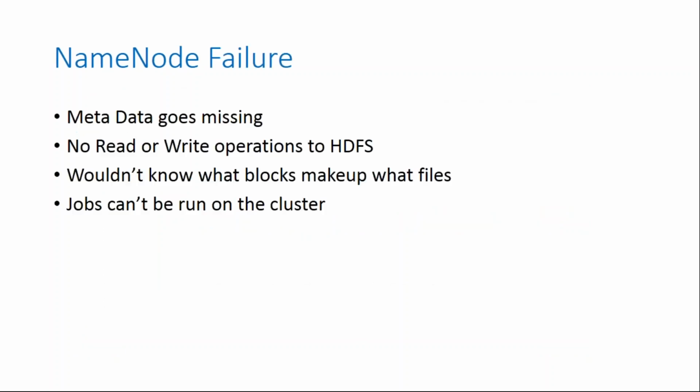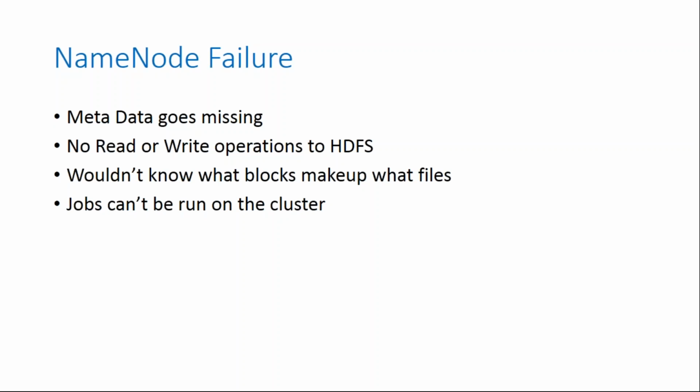So if this goes down, these are the things that would go wrong. The metadata goes missing, and there are no read-write operations. For that matter, there are no operations at all. And there is no way that we could know what blocks make up what files, and no job can be run on the cluster. So the whole cluster is down. So this is what they call a single point of failure.